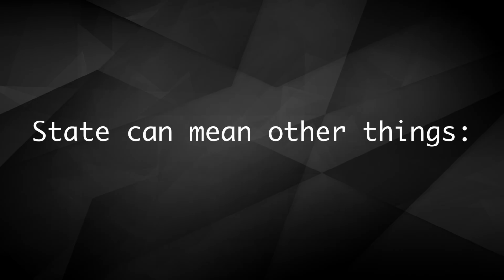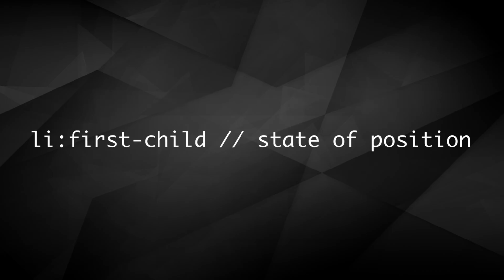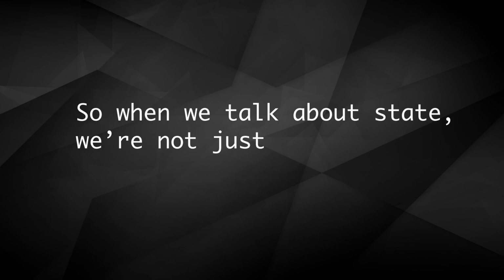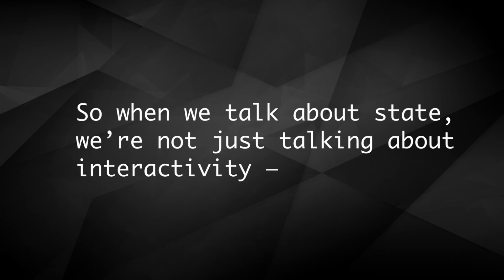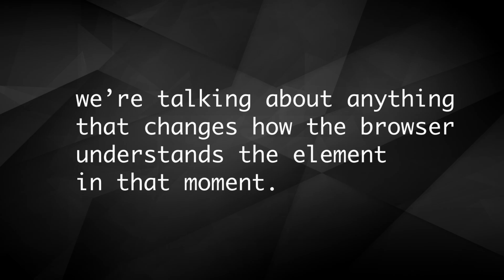State can also mean other things. So we could have input checked. This is the state of being selected. Or list item, first child. This is the state of position in the DOM. We also could have form invalid. That is the state of validation. So when we talk about state, we're not just talking about interactivity, we are talking about anything that changes how the browser understands the element in that moment.